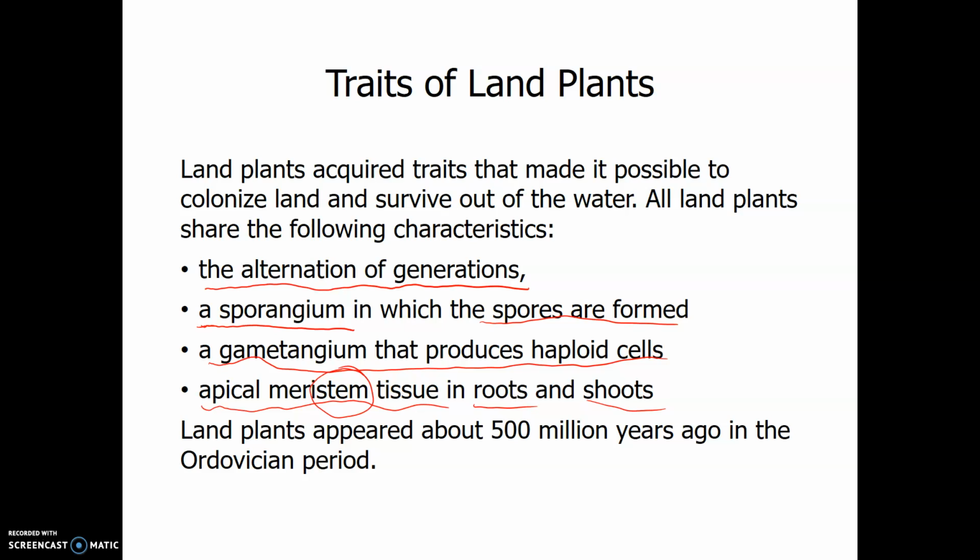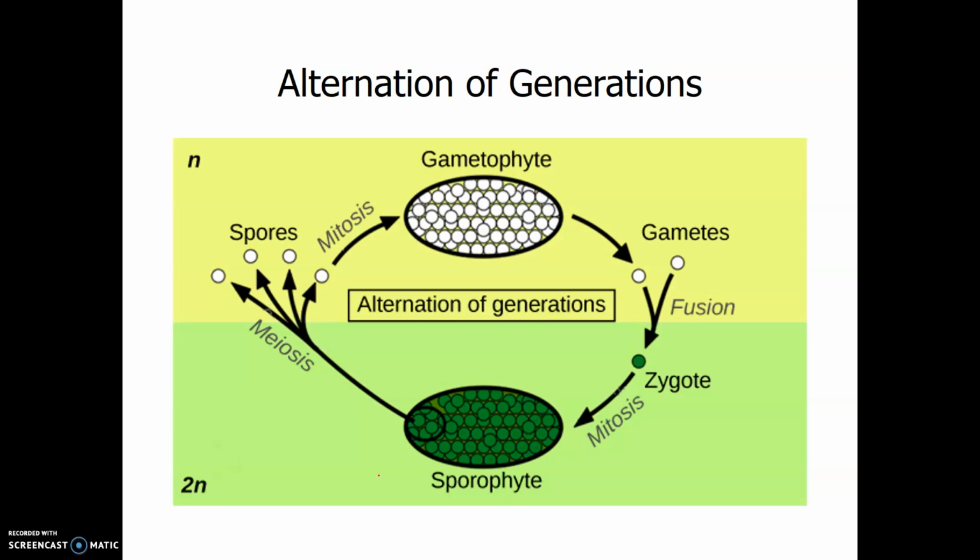And as far as evolution, land plants appeared, according to the fossil record, about 500 million years ago in the Ordovician period. And I'm sure there's a quiz question on that. The alternation of generations works like this, and this is just a basic general alternation of generations for any type of plant. But just like with the fungal life cycles, we're going to see variations. For each different type of plant, there's variations of the alternation of generation life cycle.